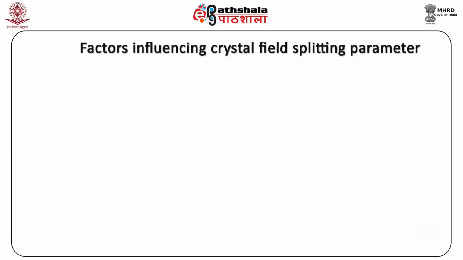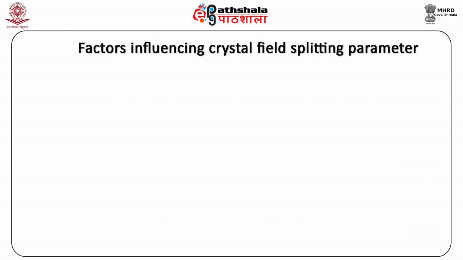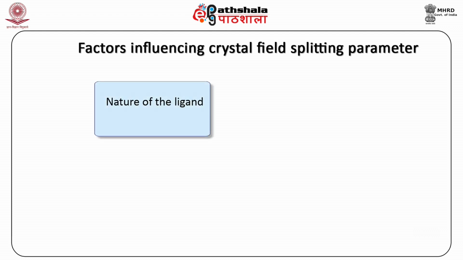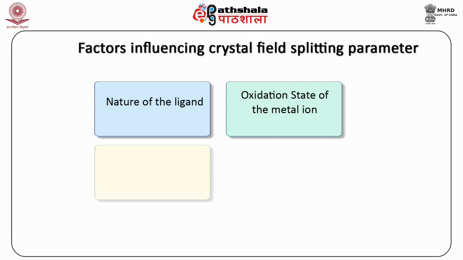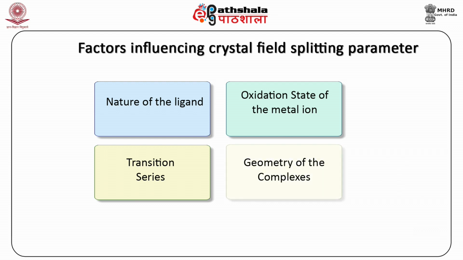The magnitude of crystal field splitting greatly depends upon 4 factors. First, nature of the ligand. Second, oxidation state of the metal ion. Third, transition series. And fourth, the geometry of the complexes. We will be discussing all these factors one by one.